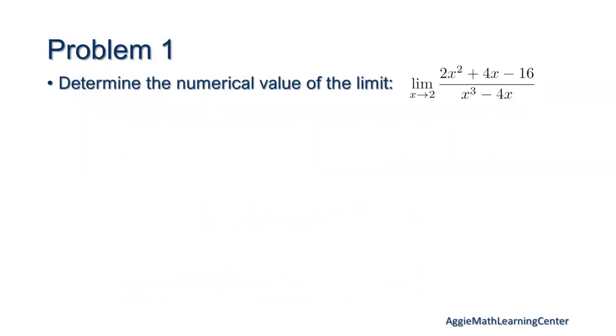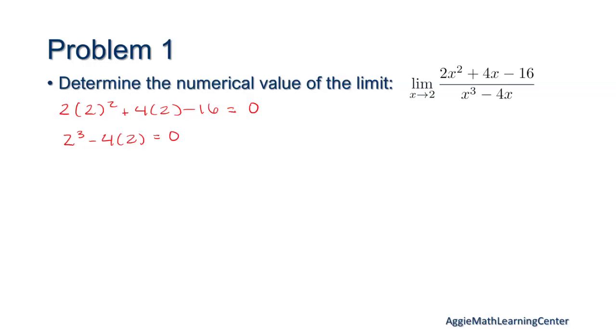Okay, so let's do the limit as this function goes to 2. First I'm going to just plug in 2 and see what I get. So I'm going to do 2 times 2 squared plus 4 times 2 minus 16. Let's see what that is. 4 times 8 plus 8 minus 16 is 0. So the numerator is 0, and then let's do the denominator. 2 cubed minus 4 times 2. Okay, 2 cubed is 8, and then minus 8 is 0. So we've got 0 over 0, which isn't ideal.